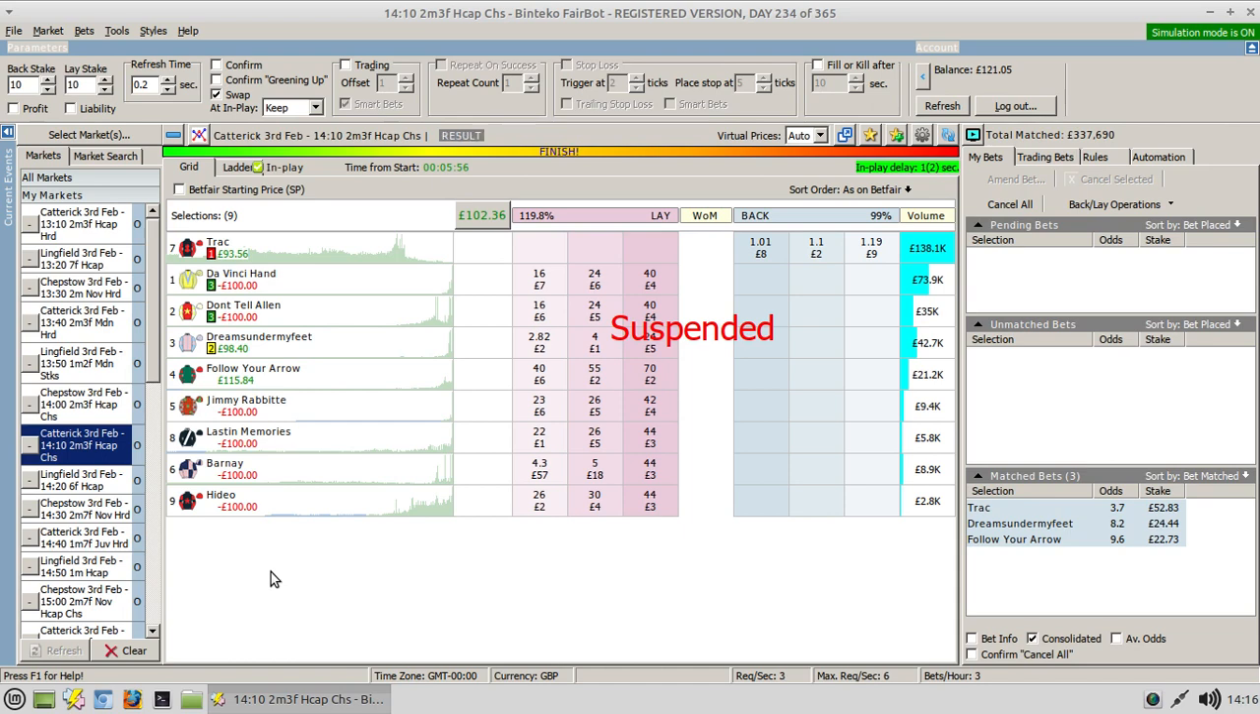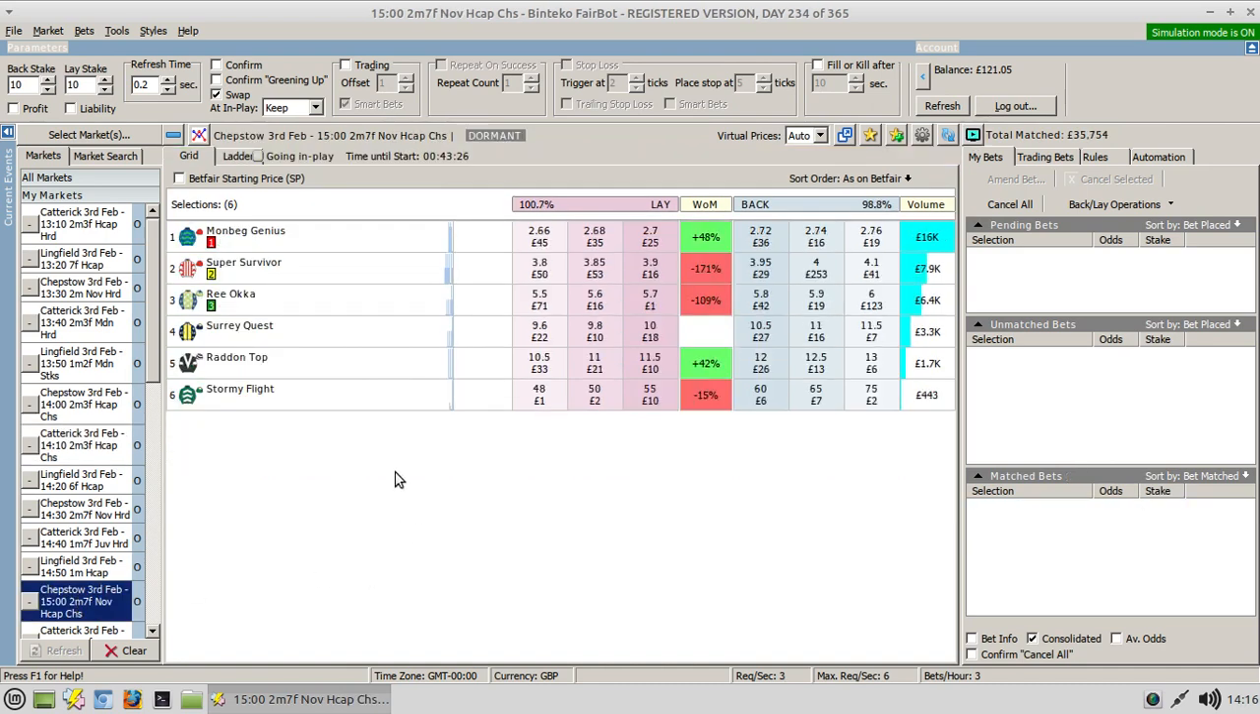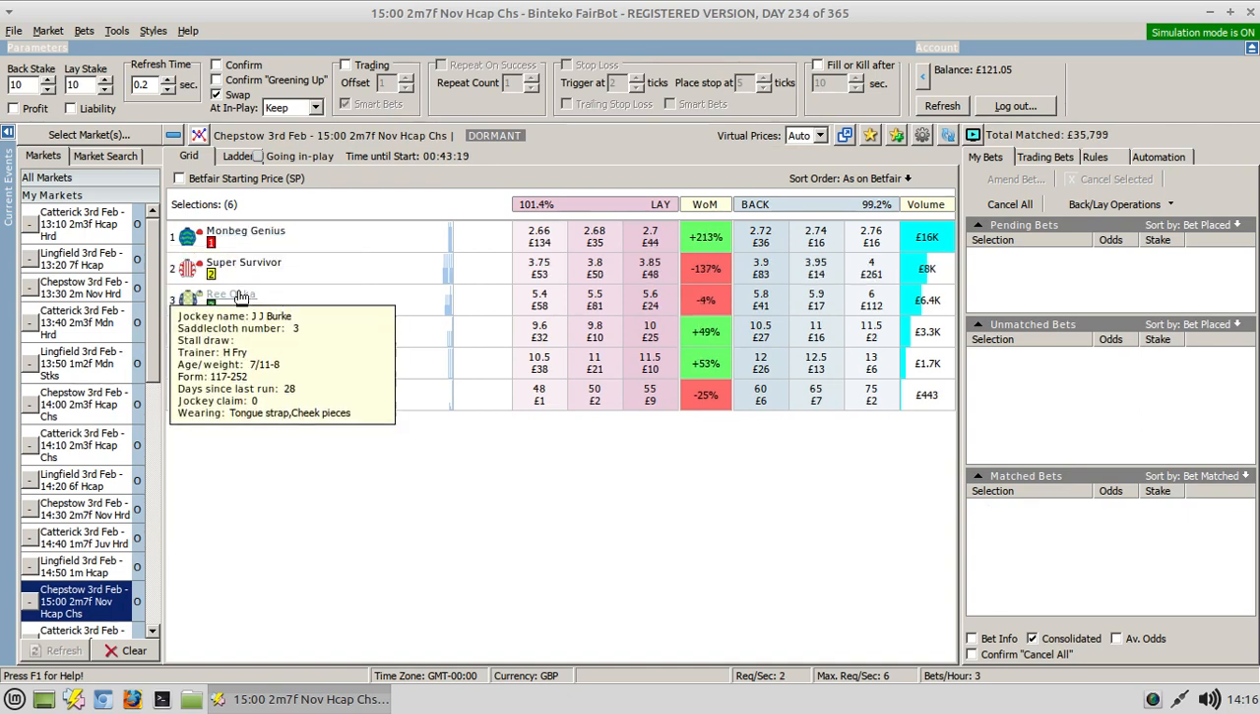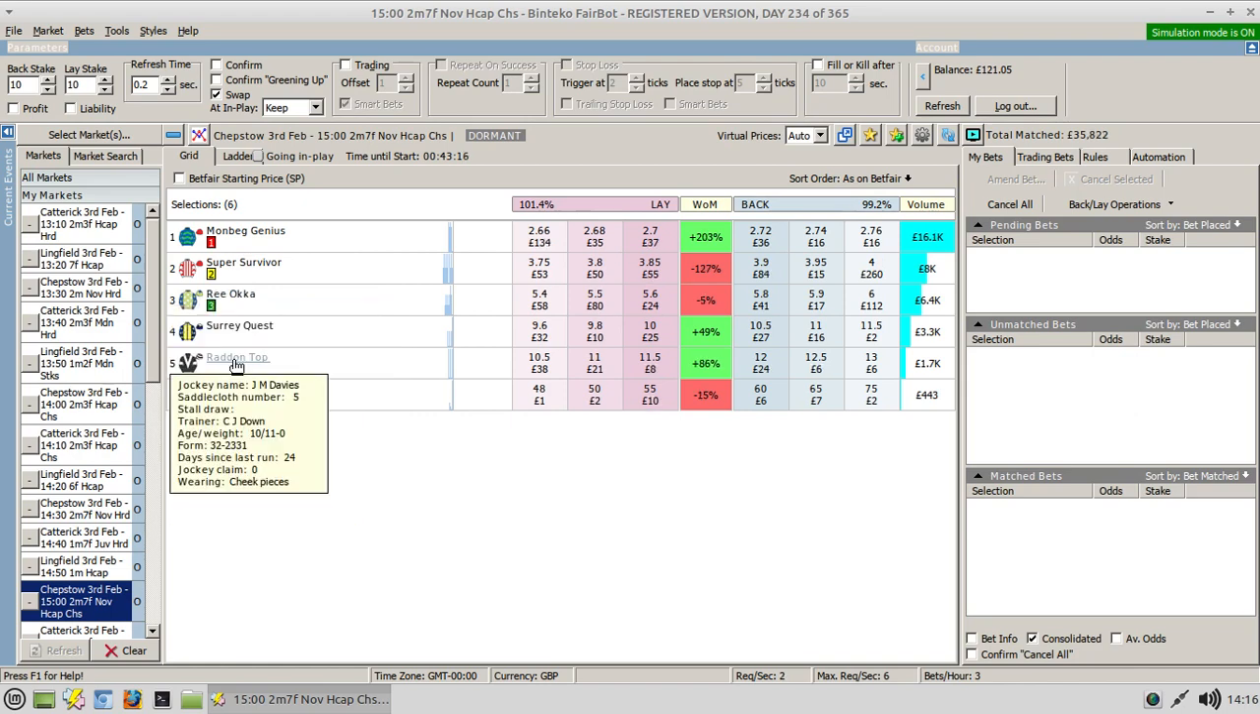Now there's another race that I've already identified whilst we were waiting for this one, and that's the 3 o'clock. So once again, I'll probably skip through, but we're primarily looking at Mon Beg Genius. You see there the 411 record, Re Oka, which is 252, and Rad on Top, which is 331. Now this, just based on the odds at the moment, although we've still got 40 odd minutes to go, we may actually skew the Dutch ever so slightly on this particular one. But we'll cross that bridge when we come to it.